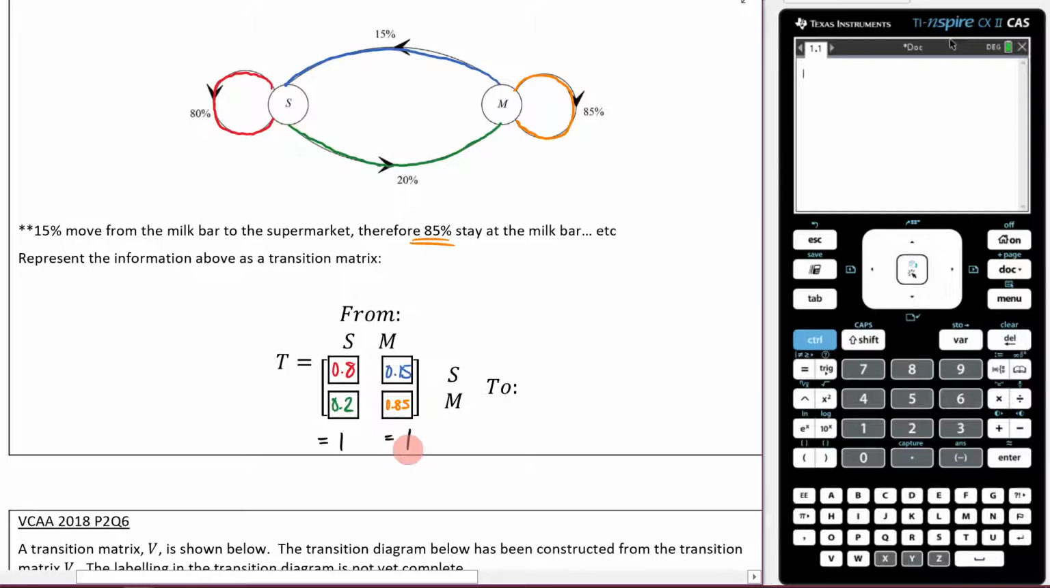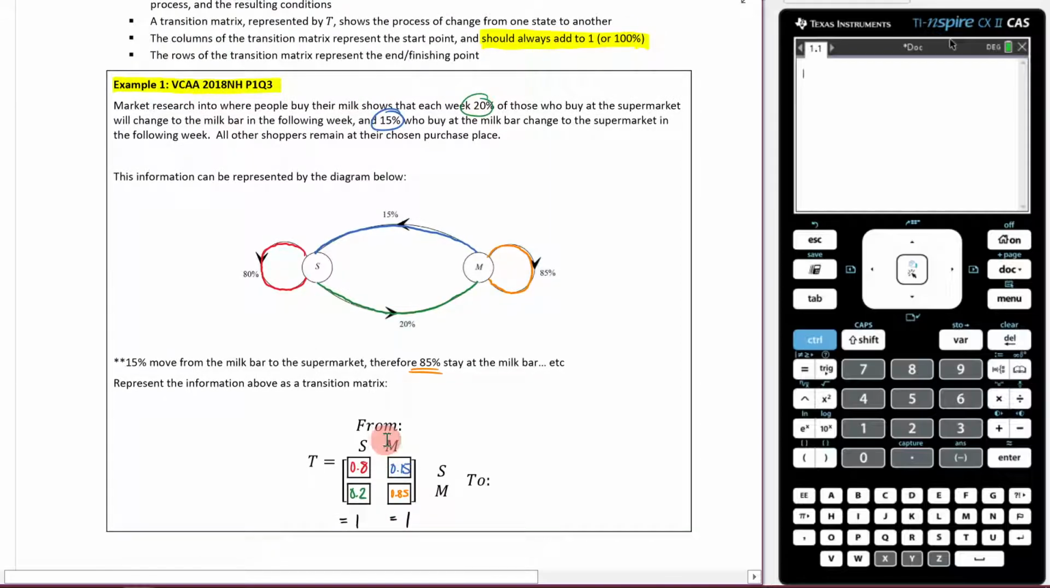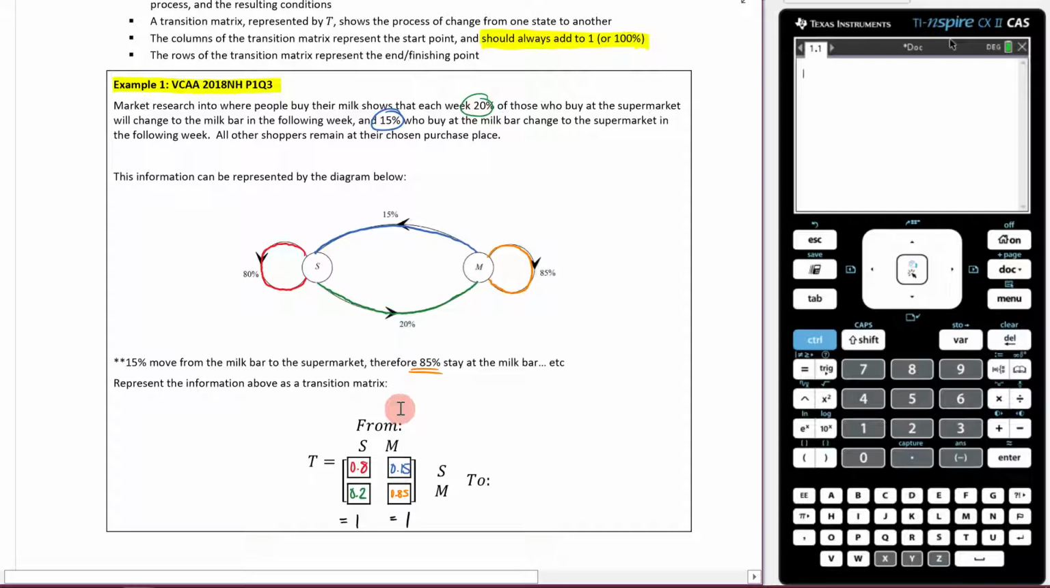So really important that you recognize that when you add the columns of a transition matrix, it will add to 1. And that is how you make sense of all of this. Hopefully this example has clarified things and you can now understand what a transition matrix is.